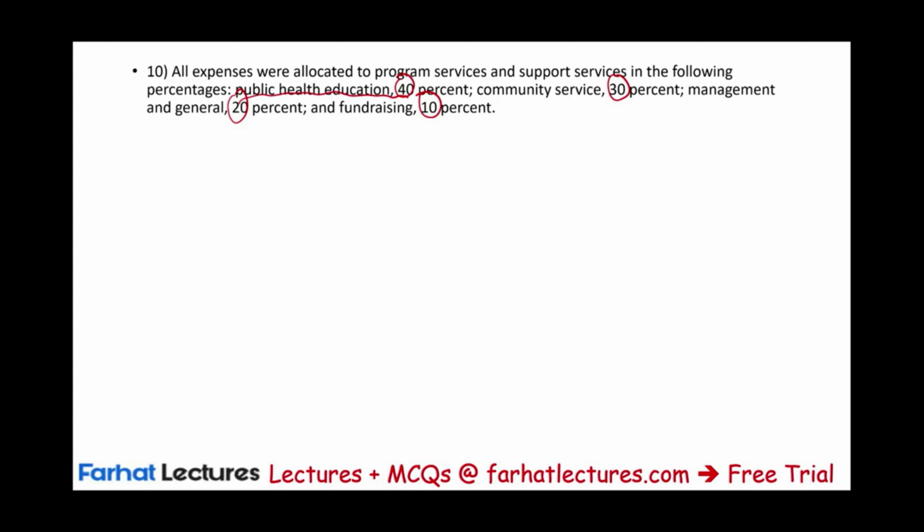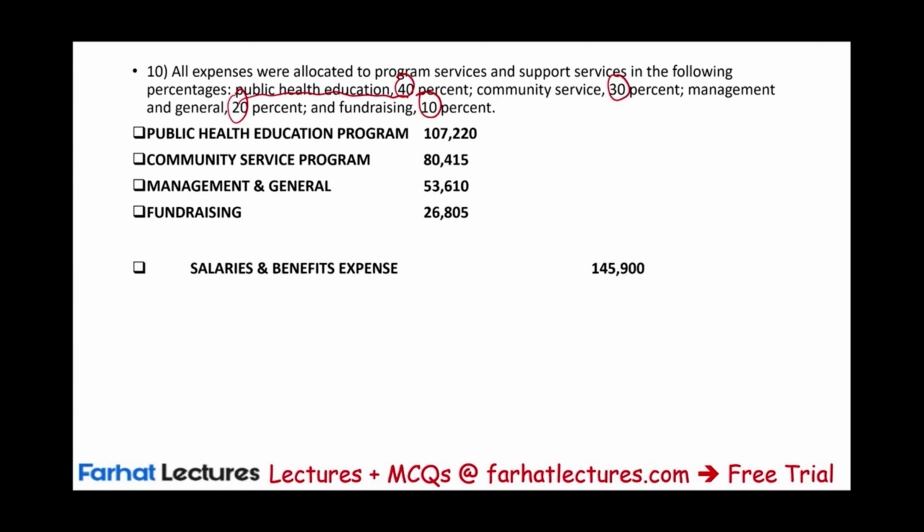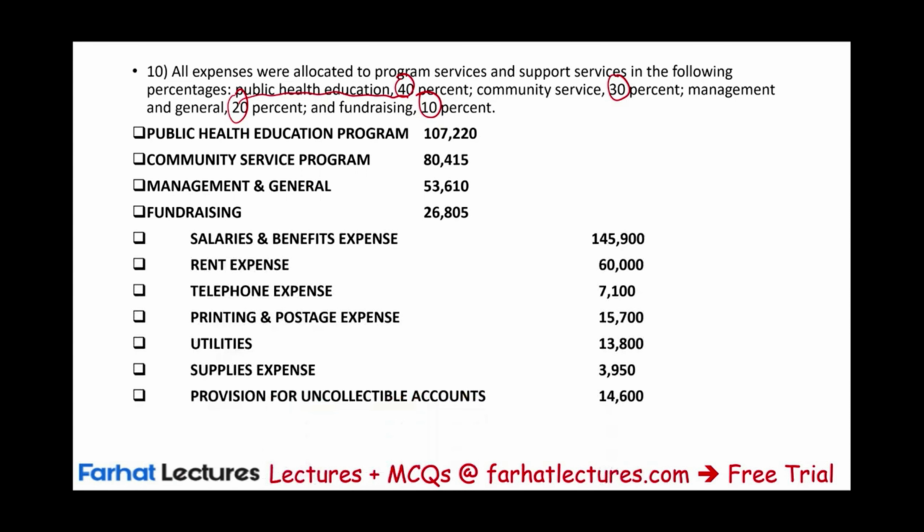So at the end of the year, what we have to do is take a look at our expenses, and we are going to allocate them to either major program or support program. Well, here are the percentages for each program. So what's going to happen is this. We're going to take a look at all our expenses.